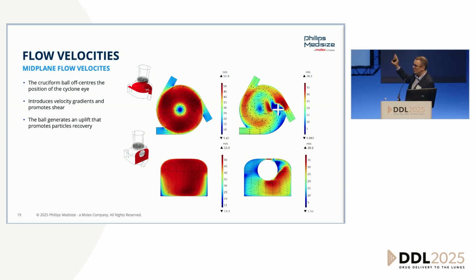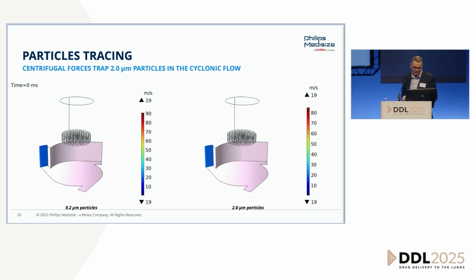And this is actually a very important observation because it confirms that what we've seen in high-speed imaging is not an artifact from the experiment. It could be a leak or a feature. It's an actual property of the flow that the ball offsets and destabilizes the cyclone. Another effect that you can see, if you look at velocities in a vertical plane, is that the ball creates an uplift as the flow passes it, and this has a direct impact on the particle dynamics.